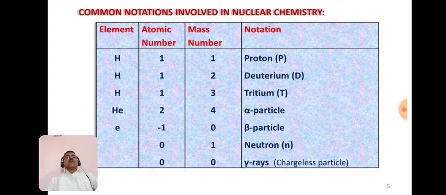Similarly, for alpha particles, when atomic number is 2 and mass number is 4, it is nothing but the element helium, and it is represented by the symbol alpha. It is an alpha particle. So in this way we can show the common notations involved in nuclear chemistry.